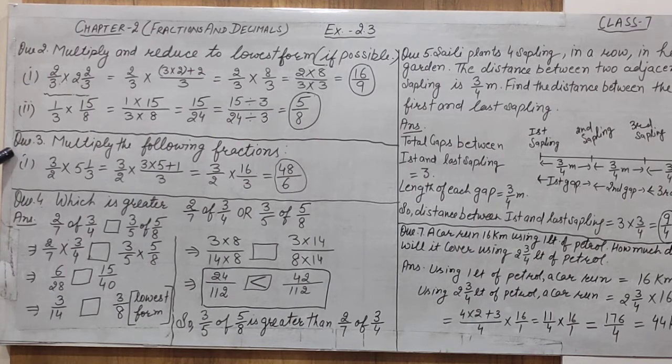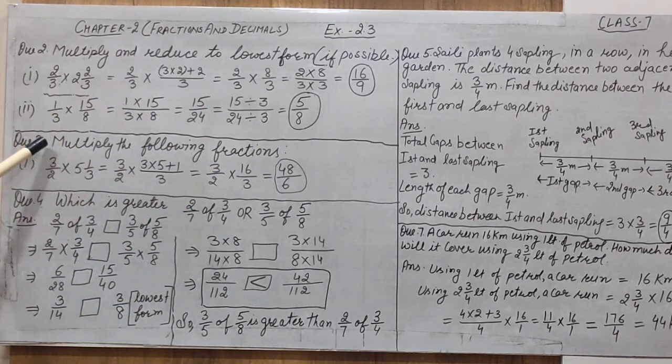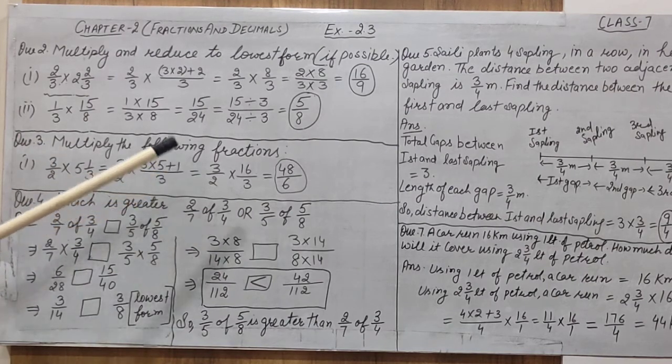Question number 3: multiply the following fractions. Here the multiplication is important. It is not important that you find the lowest form. You can find the lowest form, or you can choose not to. Now, first of all, understand the multiplication.